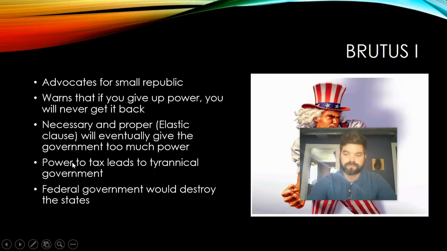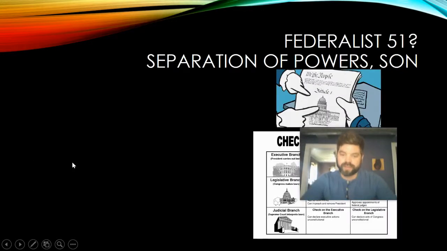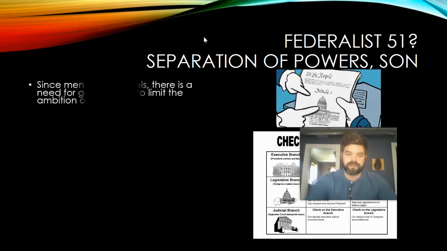So Federalist 51: separation of powers, son. Federalist 51, separation of powers, son, because Federalist 51 is all about separation of powers. Since men are not angels, there is a need for government to limit the ambition of men. Separation of powers.